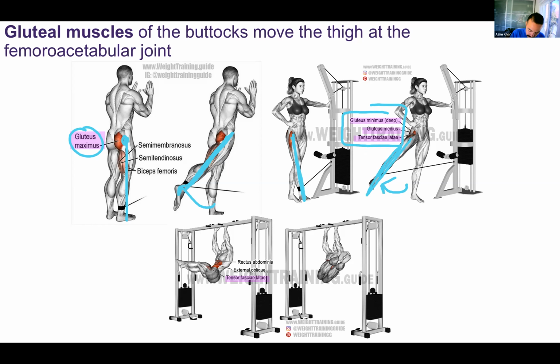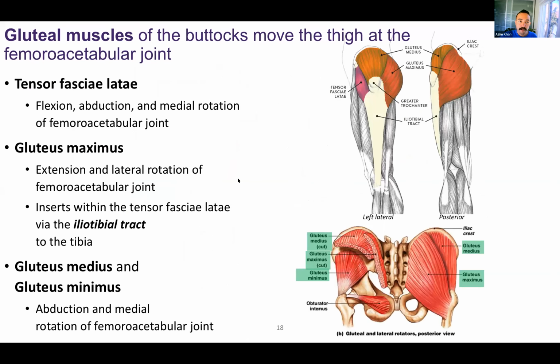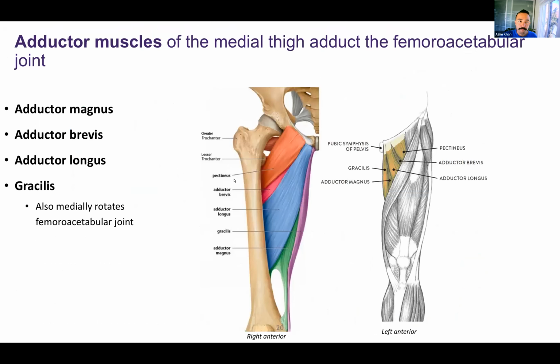You can also use your tensor fasciae latae for this. This is an ab exercise, but also for rotation. You can see it being used right here for external rotation. Let me back up real quick.